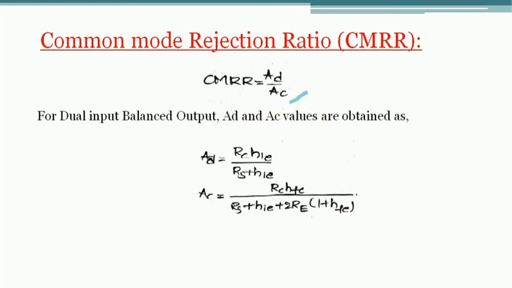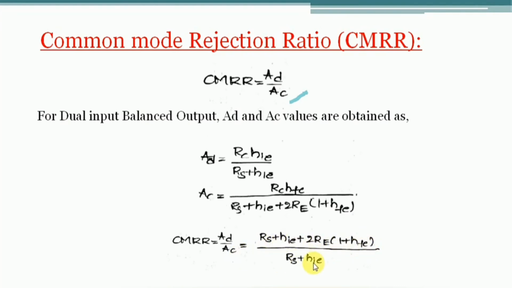Finally we obtain, for the dual input balanced output differential amplifier, the common mode rejection ratio as RS plus HIE plus 2RE into 1 plus HFE by RS plus HIE. Okay, so this is the procedure how to find CMRR for the dual input balanced output. If you consider the unbalanced output, what we have to do is divide this AD expression by 2.